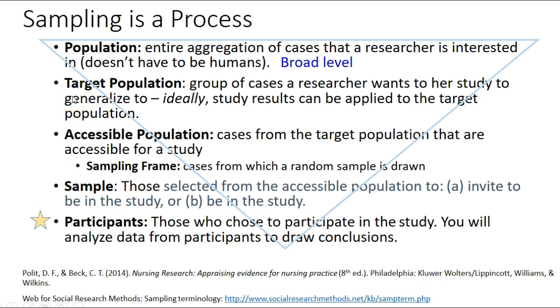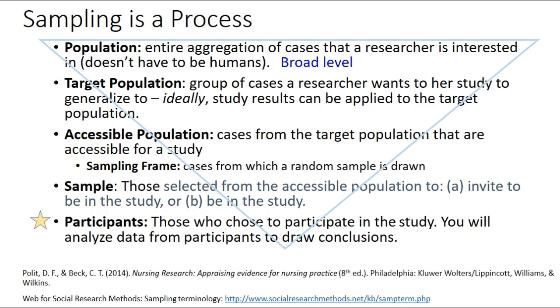So let's start with this idea of a target population. And that is this subset of your population that a researcher wants their study to apply to. So we can say that these study results apply to this target population. And we define who that is, who's included and who's excluded.